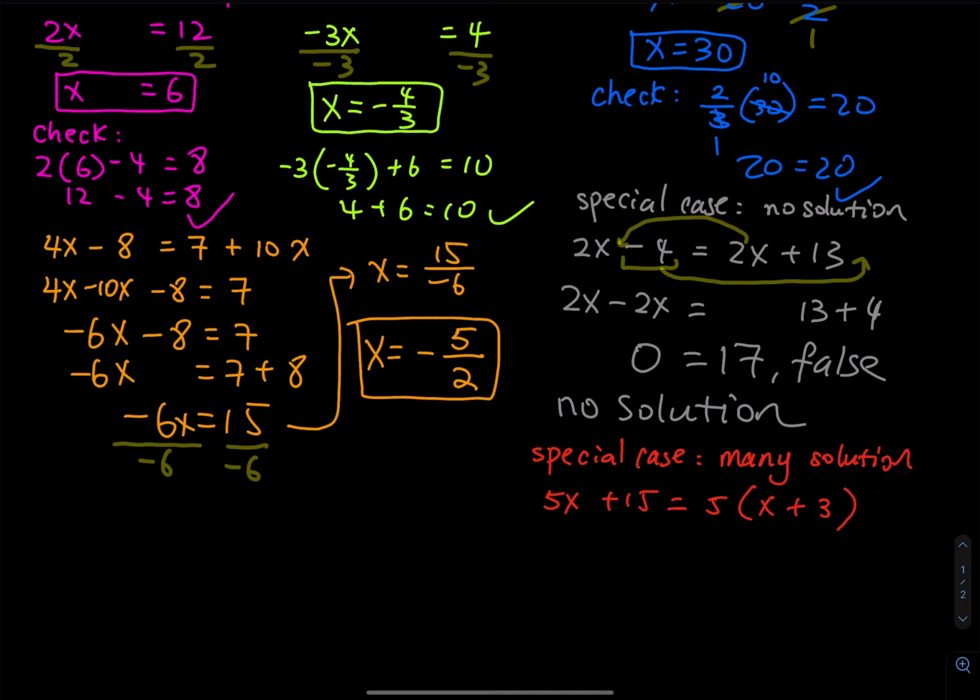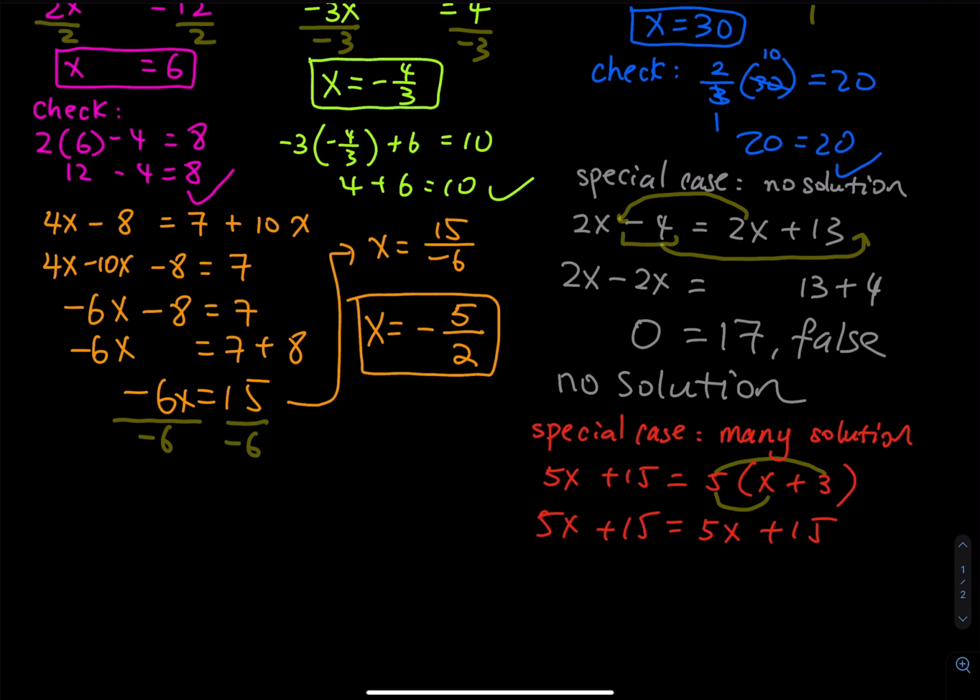Do you still remember distribution? I am trying to distribute the 5 to the x and the 3. So you want to take 5 multiplied by x, 5 multiplied by 3. So the right hand side is 5 times x, 5 times 3. So you have 5x equals plus 15. The left hand side and the right hand side, they are completely identical. When you get rid of the x, so you have a 5x.